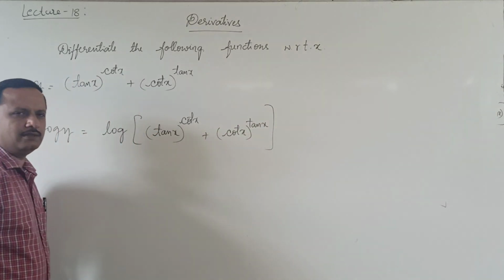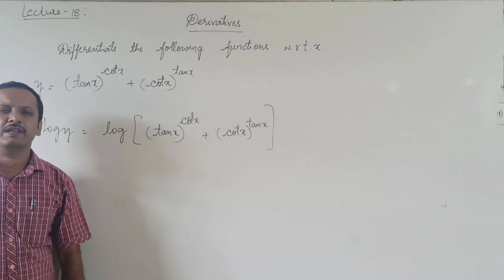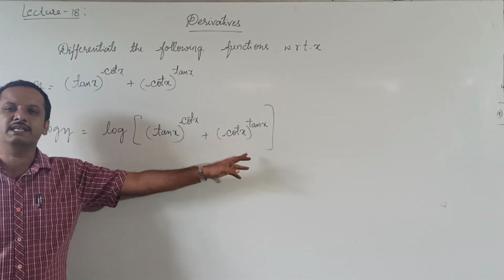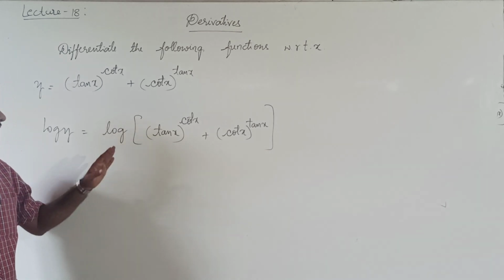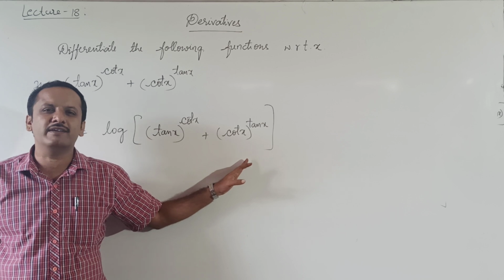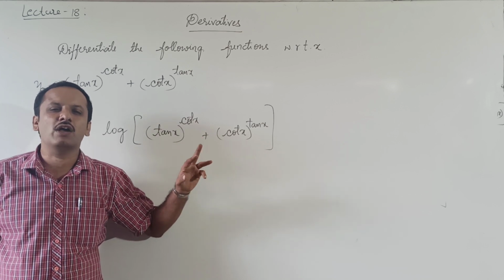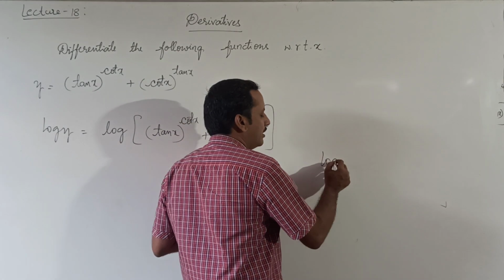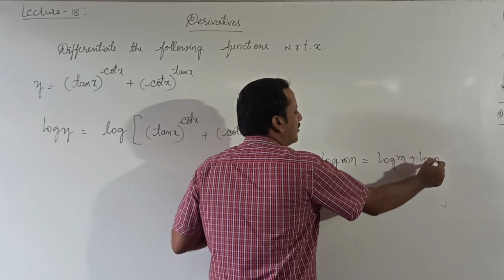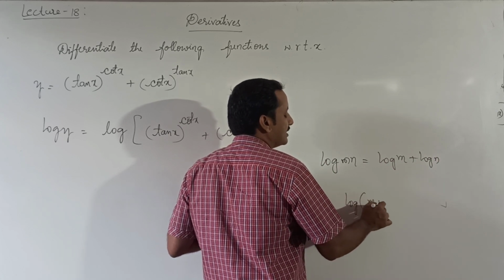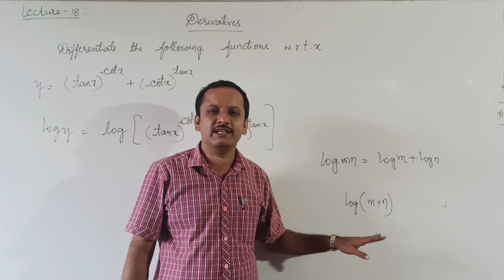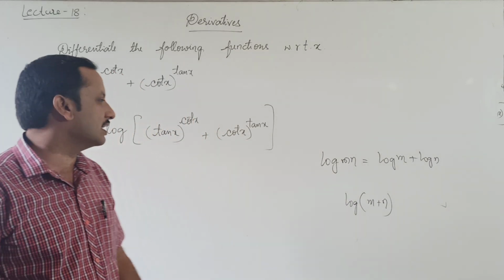If I take it like this, then can I use the log m power n formula? No. You cannot write this as cot x into log tan x plus tan x into log cot x. That's not correct. So this is like a log of m plus n. What can I do with log of m plus n? Can I write it as log m into log n? No. The formula that we have is log mn, which we can write as log m plus log n. But if you have log of m plus n, no further simplification is possible.